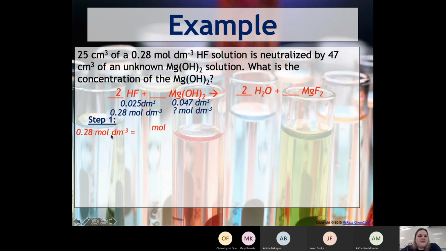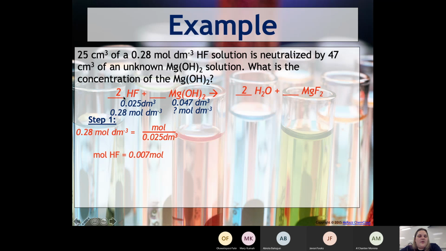So I know the concentration and I know the volume. I'm going to plug them into that concentration equation, rearrange it to solve for moles. So I end up multiplying, because if I bring the 0.025 to this side, it requires multiplication. So 0.28 times 0.025. That tells me I have 0.007 moles of the acid.